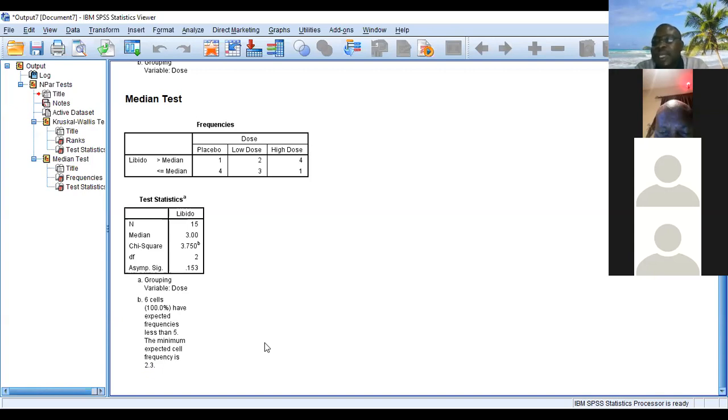So you can see now the median test is not as sensitive. And if you run this with ANOVA, it is significant. I will go and run it, you see. It's significant with ANOVA.